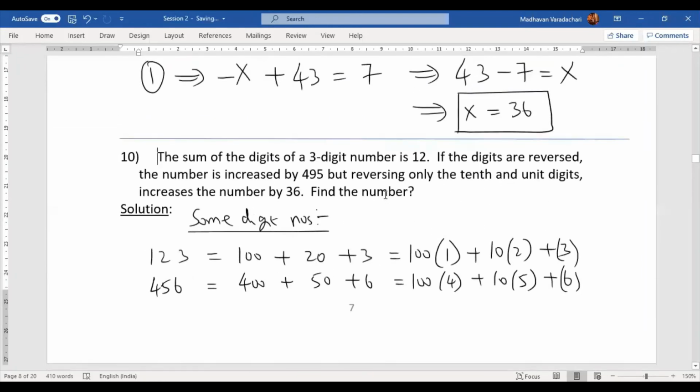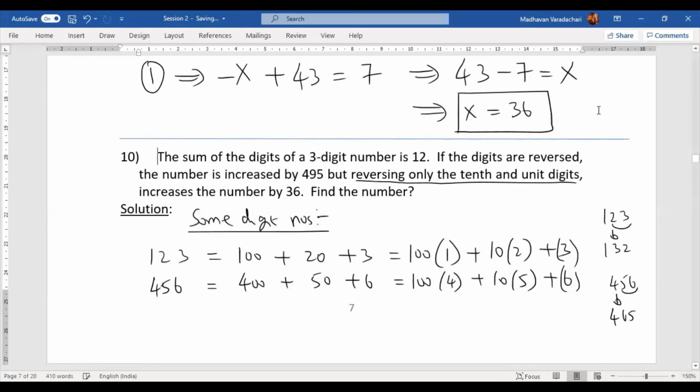Yes. But reversing only the 10th and unit digit means only this 3 will go to the 10th place, and 2 will come to the unit place. What is the meaning of that? If I consider 123, only these two are getting reversed, which means this becomes 132. If I consider 456, then only these two are getting reversed, which means this becomes 465.